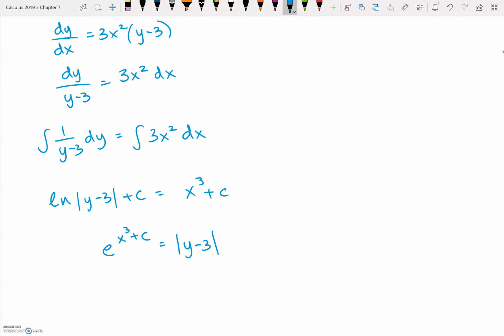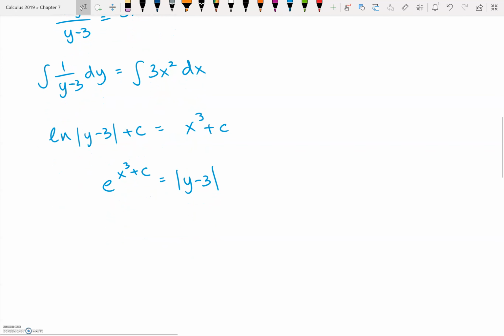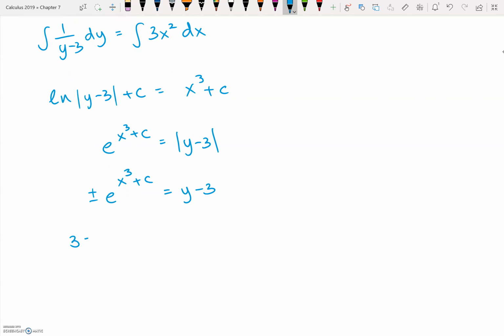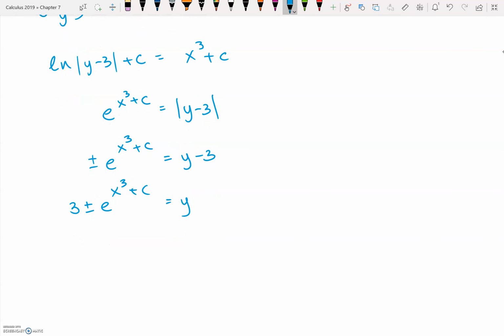Now, just like our other differential equation problems, we're going to solve for y. In order to get rid of the absolute value, we're going to get a plus or minus. So this is going to be plus or minus e to the x cubed plus c equals y minus 3. And then I'm going to add 3 to both sides. So we have 3 plus or minus e to the x cubed plus c equals y. So now we have a possibility of 2 answers.